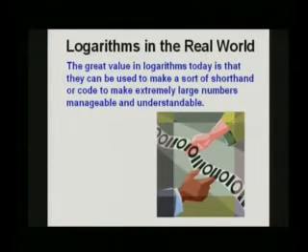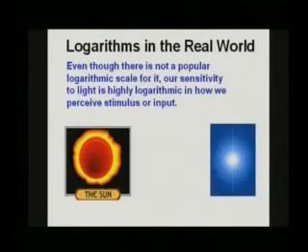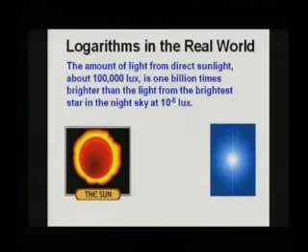The great value in logarithms today is that they can be used to make a sort of shorthand or code to make extremely large numbers manageable and understandable. And they are especially evident in science and in measurement. Even though there's not a popular logarithmic scale for it, our sensitivity to light is highly logarithmic in how we perceive stimulus or output. The amount of light from direct sunlight, about 100,000 lux, is 1 billion times more or brighter than the light from the brightest star in the night sky at 10 to the negative fifth lux.